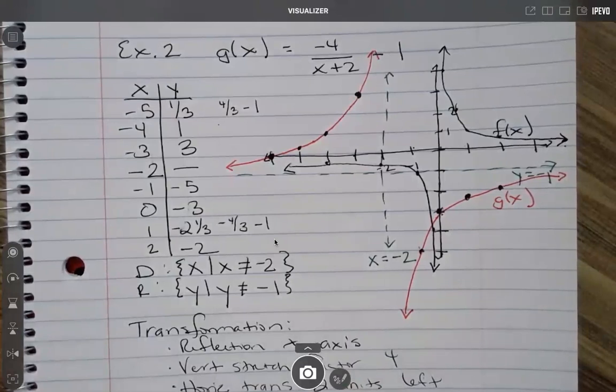Okay, do we have all 7 things? Are the asymptotes drawn? Are they labeled? Is the parent function there? Are those labeled? Are there arrows? Did you write your transformations? Did you write the domain and range? Did you show your work for it? Kind of, yes.